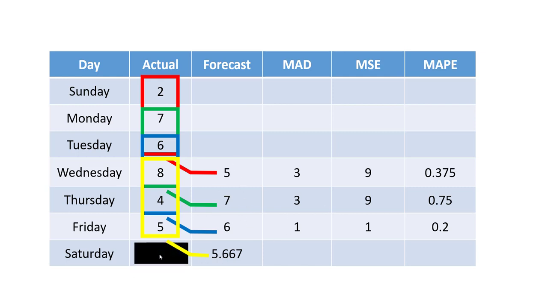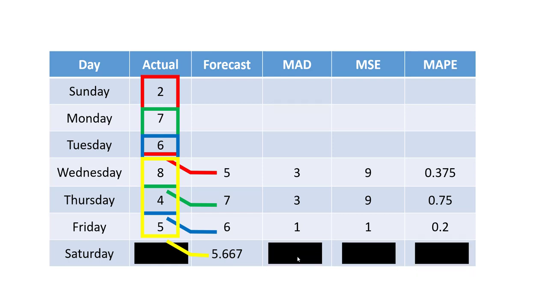So again, we don't have an actual for Saturday, so we're not going to calculate error terms for it. So we're simply going to take our MAD, right? The absolute difference here is 3, absolute difference 3, absolute difference 1. And we take the average of those. We square all of these. 3 squared is 9, 1 squared is 1. Again, take the average. And again, we take MAD divided by the actual and take the average.